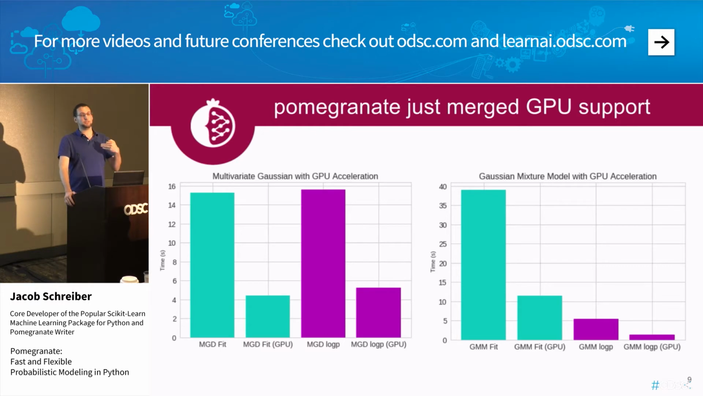And then since Pomegranate is built in such a modular fashion, without any additional code changes to the mixture models, you can accelerate them using a GPU. Here, this is the fit function for the GMM without any changes to the code. Here's the speed up using the log probability function.